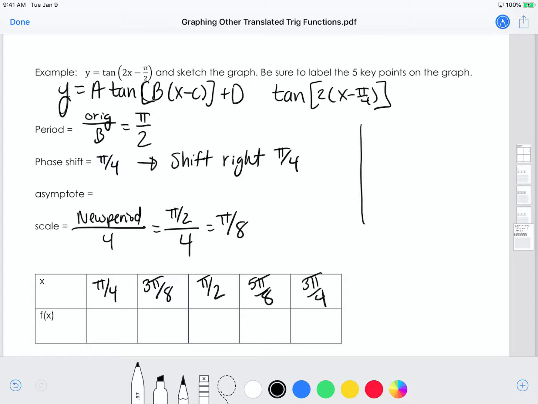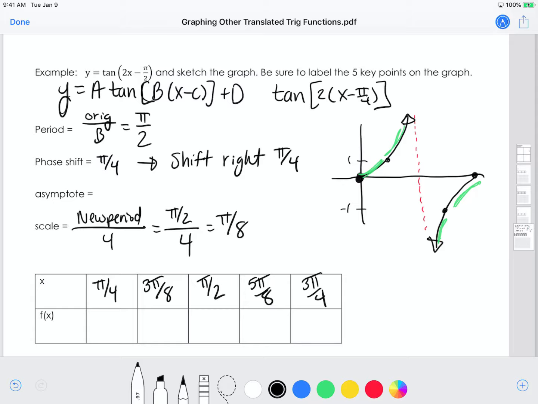Now if we look at our mother function for tangent, unless it's shifted or something, tangent starts at 0, 0. Then it comes up to 1 for the second key point. Then we have an asymptote. And then it comes down to -1, and then back up to 0 to start over. So it will look like this. So our key points are going to split it up into its 4 chunks. There's 1, 2, 3, and 4.